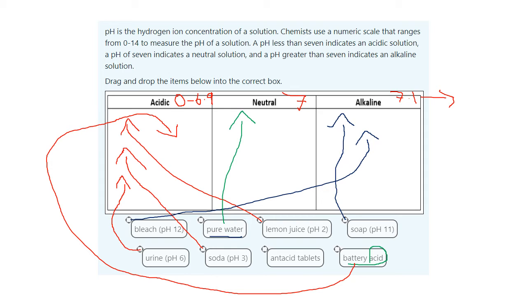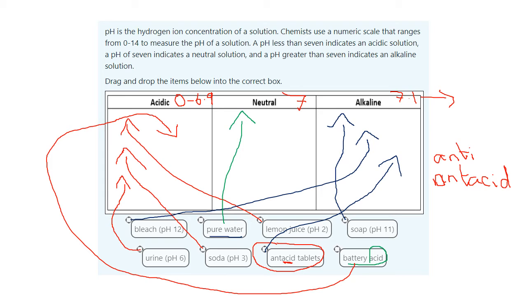And the one that's left is the antacid tablets. I know that this says acid, but if we say anti, we are against something. So antacid tablets, antacid means against acid. What is opposite to acid? It's alkalines or bases. So antacid tablets would go into the alkaline section.